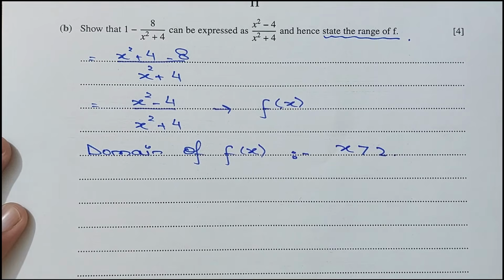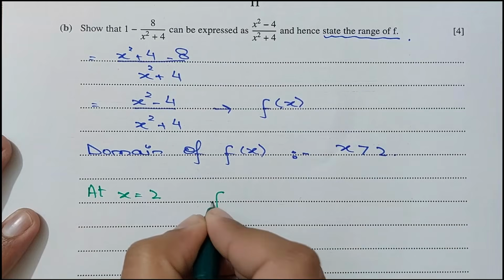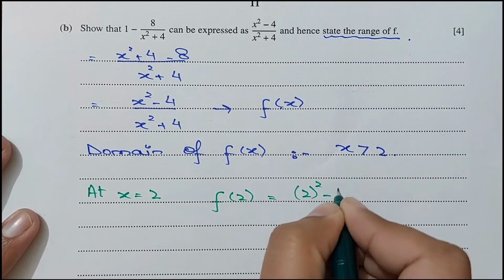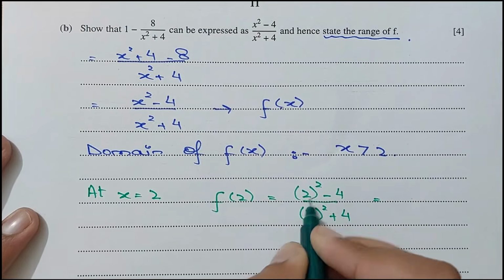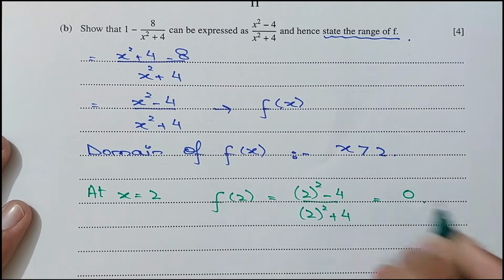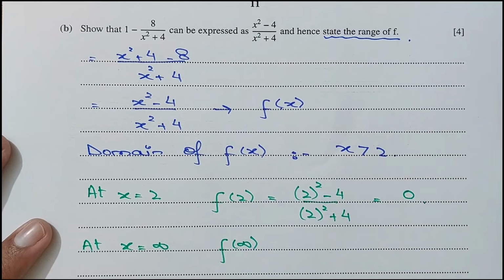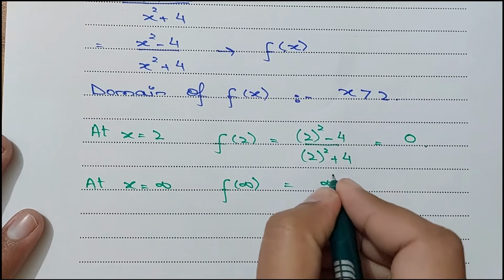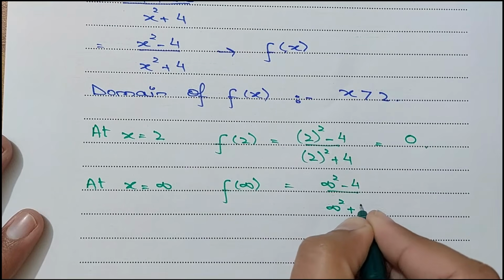So if I substitute x is equal to 2, right, at x is equal to 2, what is f of x? F of 2, the output, we have 2 square minus 4 over 2 square plus 4, right? So what is this? 2 square is 4, 4 minus 4, this is just 0, right? And at x is equal to infinity, if you put infinity, so f of infinity, because all the values that are greater than 2, 3, 4, 5 up to positive infinity. So we have infinity square minus 4 over infinity square plus 4, right?